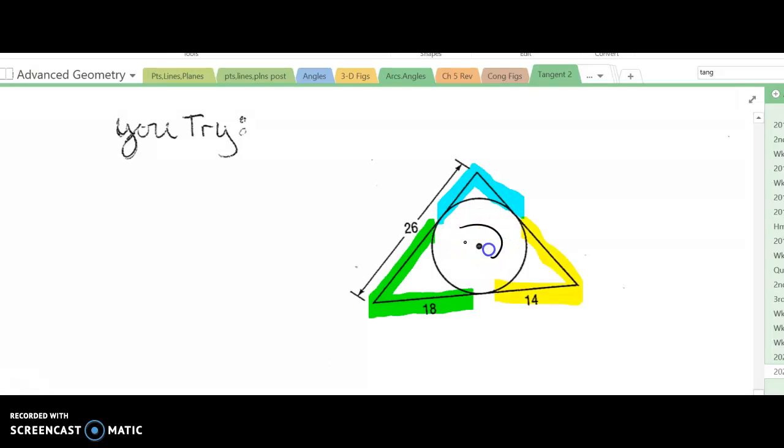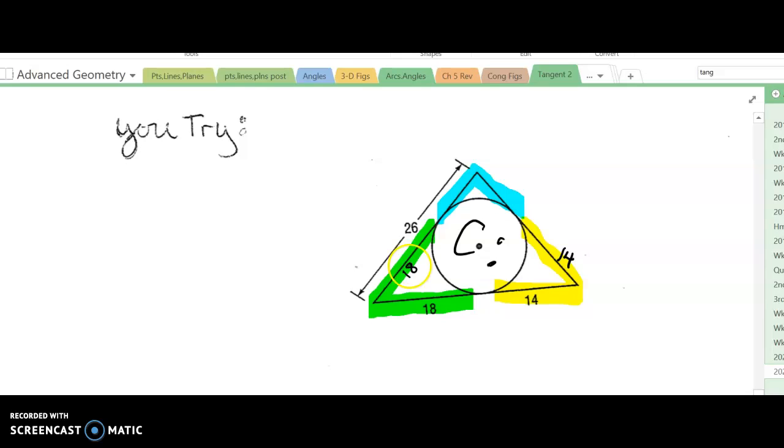Okay, so you try, see if you can figure out the perimeter of this last one. Okay, so we had an elf hat here, so I knew these two green pieces were both 18, and I had an elf hat here. Those two yellow pieces are both 14, but then I don't know the blue pieces for that elf hat there.